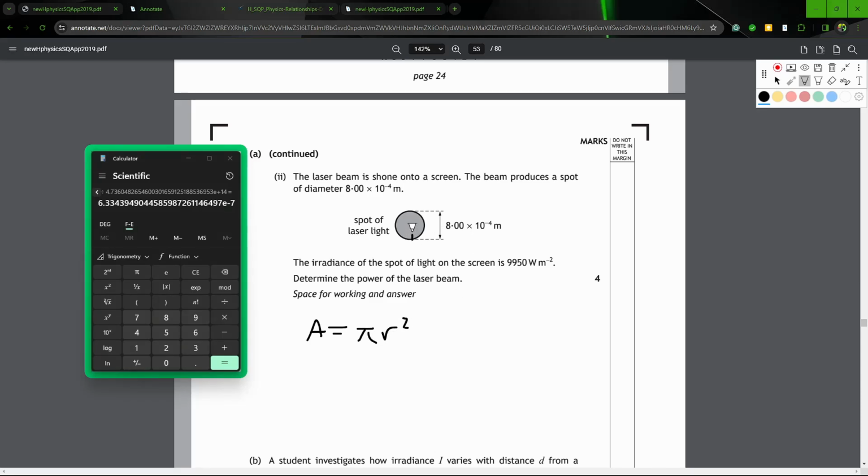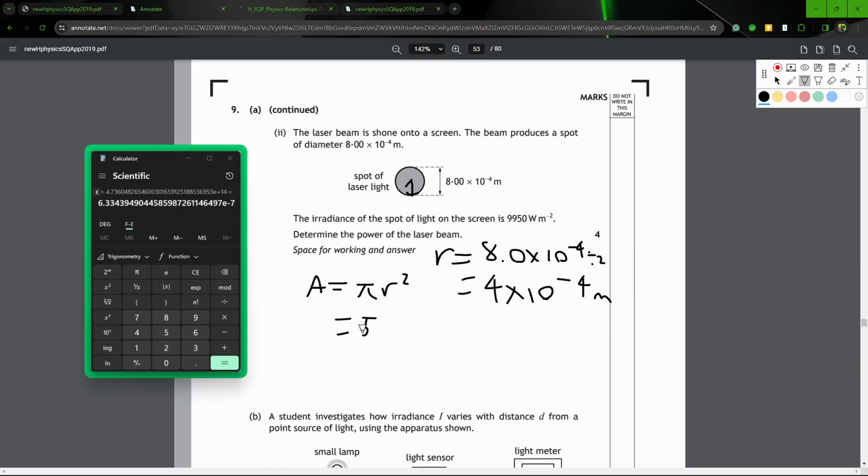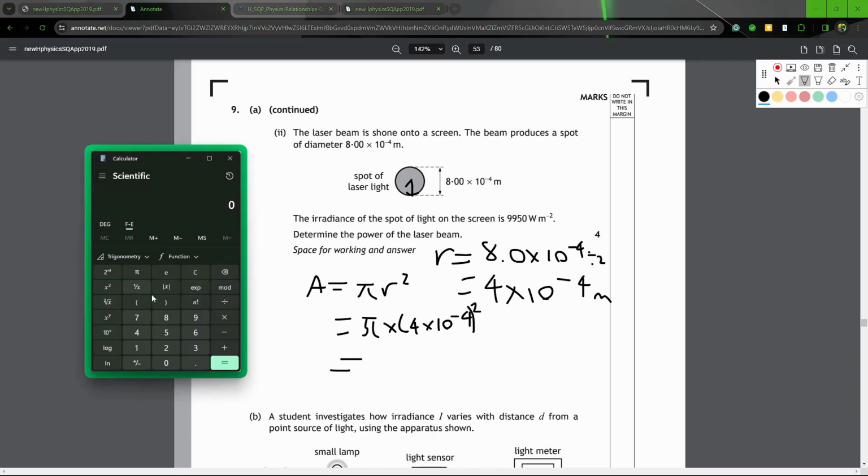But this is the diameter, not the radius. So radius would equal 8.0 times 10 to the negative 4 divided by 2, which is obviously 4 times 10 to the negative 4 meters. That's supposed to be 4, not a 9. There we go. So then we just plug that into here. So pi times brackets 4 times 10 to the power of negative 4, then all that squared, and then we can shove it in our calculator.